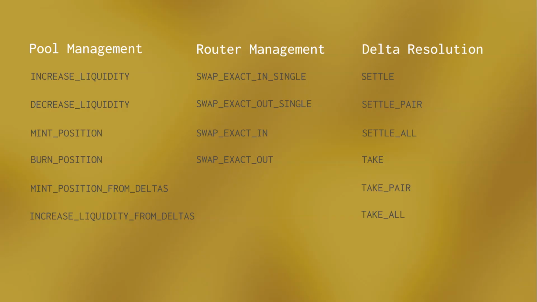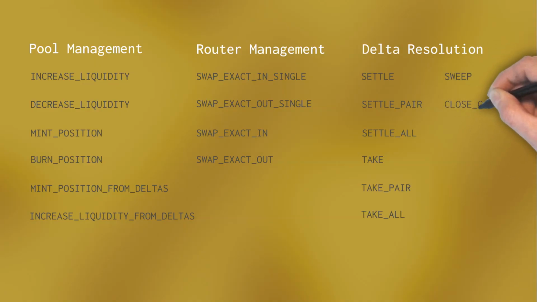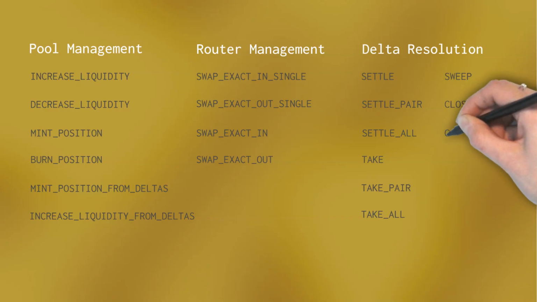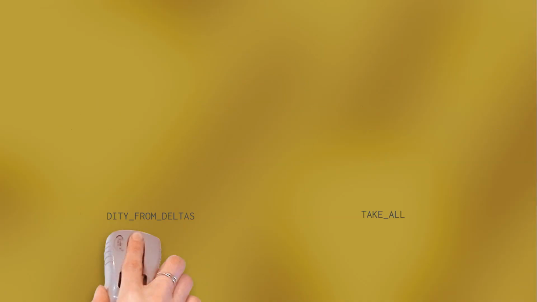Uniswap extended the delta resolution actions by adding three other categories. Sweep is to take any excess ether if there is a remaining balance left. Close currency is where you let the protocol automatically decide either to pay off or to withdraw one token. And last is clear or take, where you basically set a maximum threshold of one token that you consider dust, and that dust will be disregarded to save you gas, and any amount above this threshold is to take.